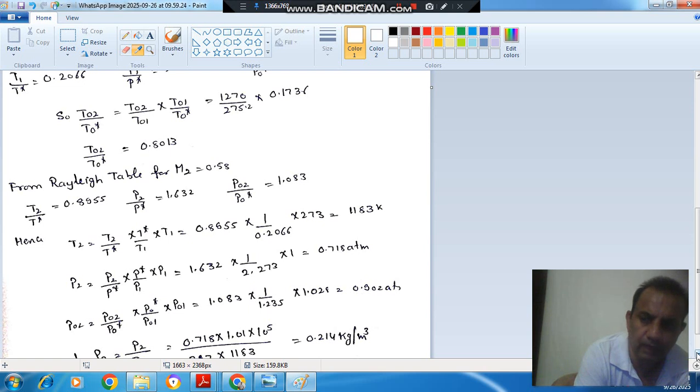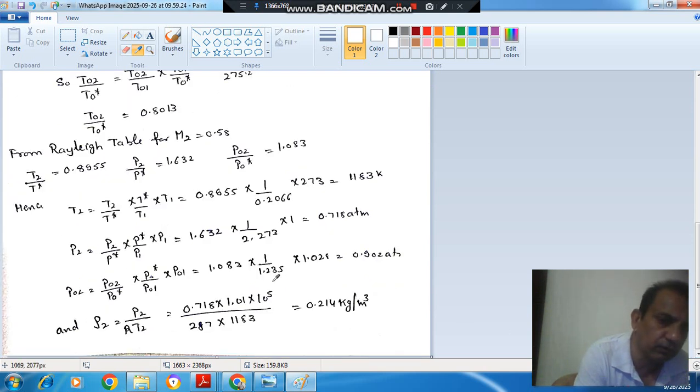Okay, now after calculating P2 and T2, we can calculate the density also. P2 by RT2 is equal to rho 2. So that is 0.214 kilogram per meter cubed. So here I'm again repeating that we do not need the actual value of critical property to find out the Mach number at another location if the Mach number at one location is given. Just we can see the ratio and find out the other property.